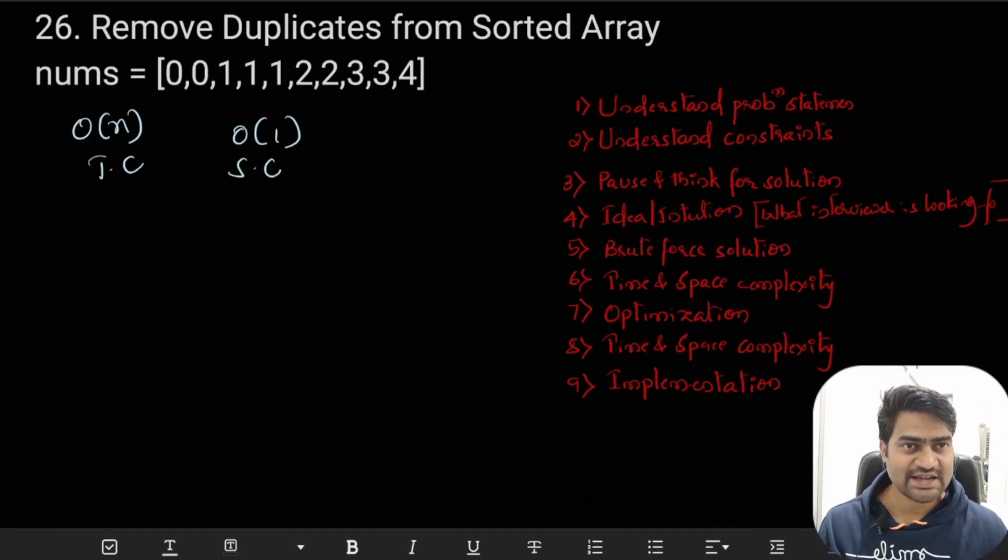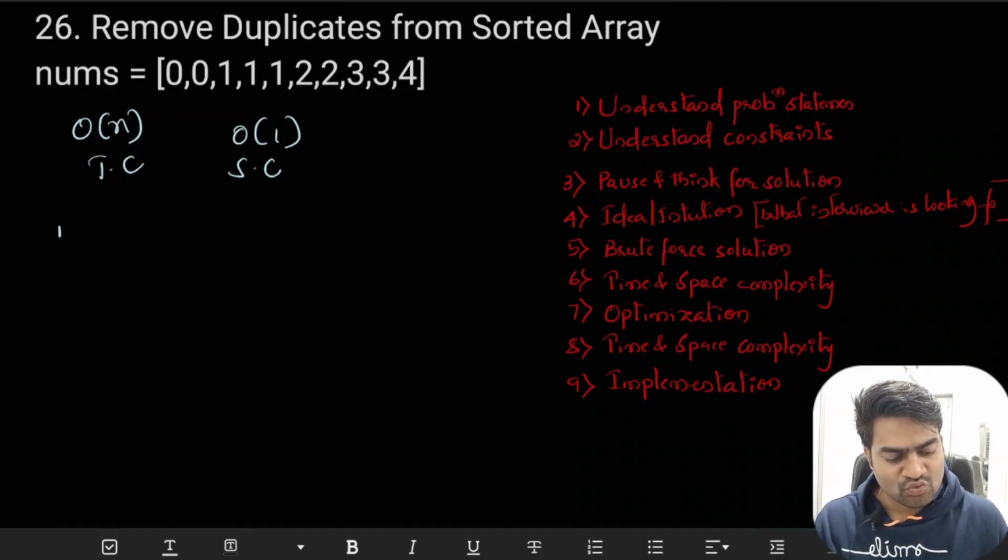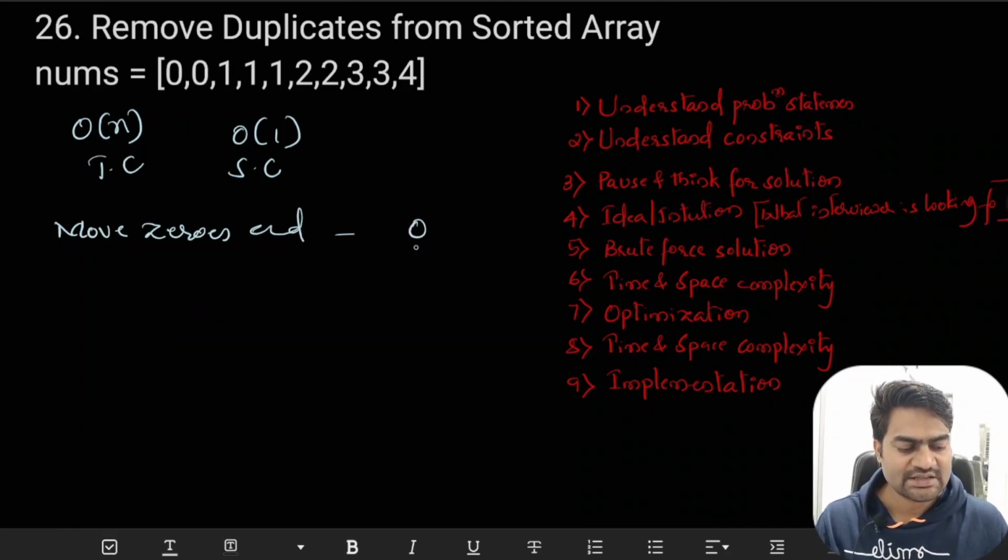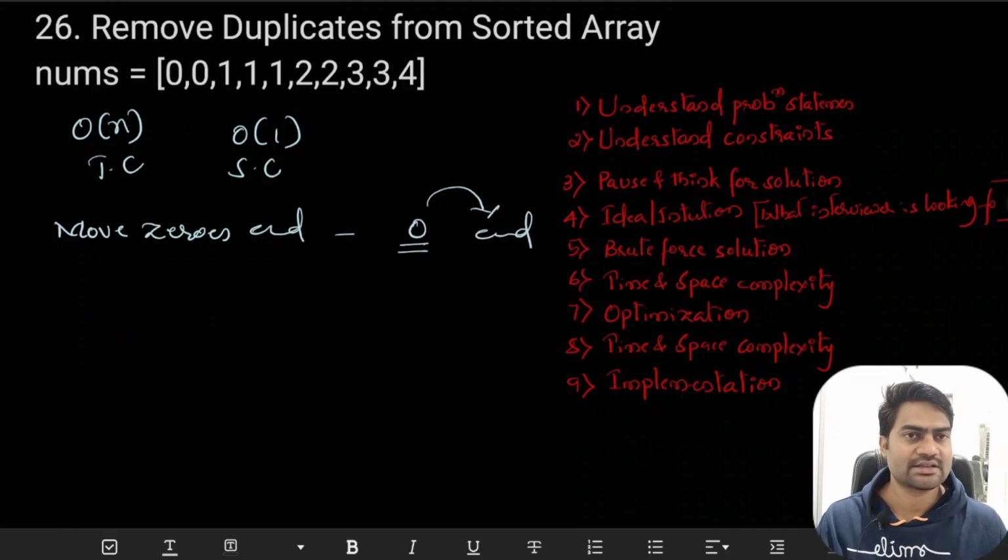So before understanding the brute force, maybe it is also a good idea to understand how this problem relates with the previous two problems. In the move zeros to end problem, we were given 0 and we wanted to move this 0 towards the end. So there was one particular constant value which they wanted us to move to the end of the array, in place.